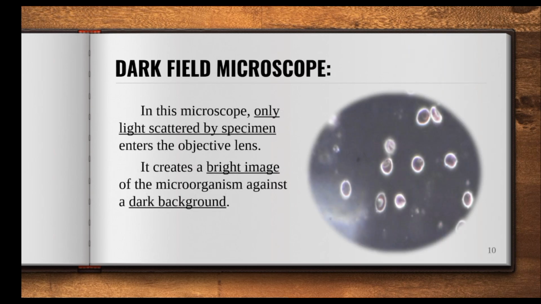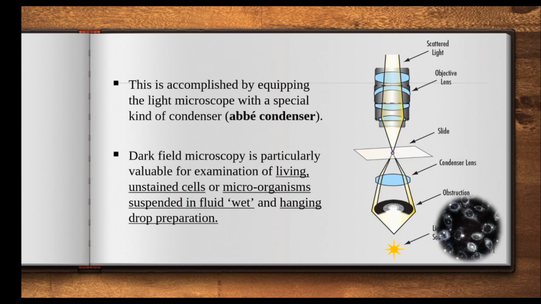Dark field microscope. In this microscope, only light scattered by the specimen enters the objective lens. It creates a bright image of a microorganism against a dark background. This is accomplished by equipping a light microscope with a special kind of condenser known as Abbe condenser. Dark field microscopy is particularly valuable for examination of living unstained cells or microorganisms suspended in fluid, that is, wet and hanging drop preparation.